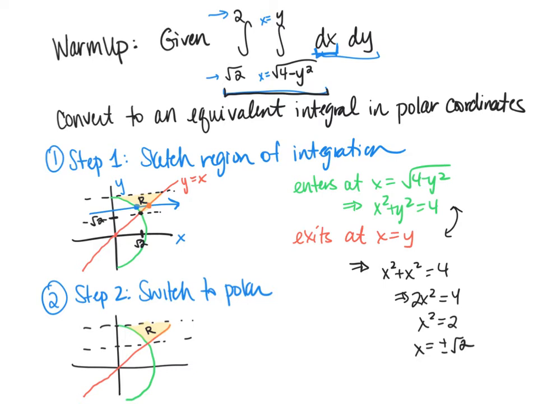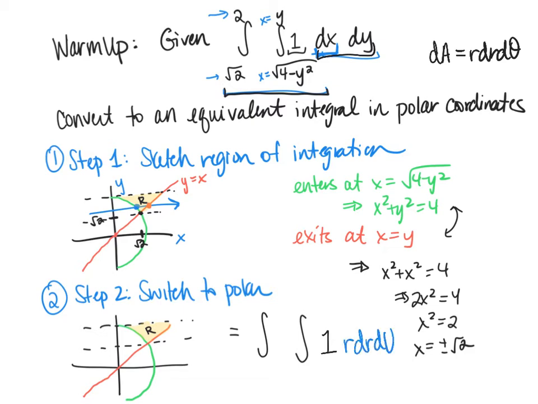Okay, so now to switch to polar, I have several steps. I need to convert my integrand. So let's do the integrand first. In this case, I just have a 1 here, so that just stays as a 1. But then dx dy in polar, we know about this. In polar, we found that dA is r dr d theta. That was from last time. So I'm going to replace dx dy with r dr d theta.